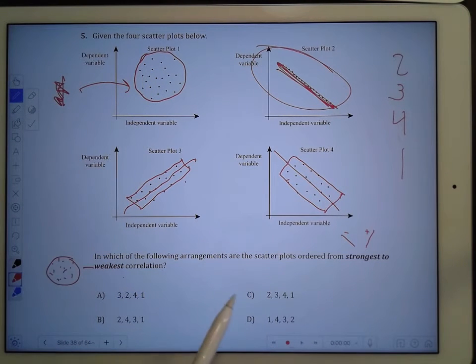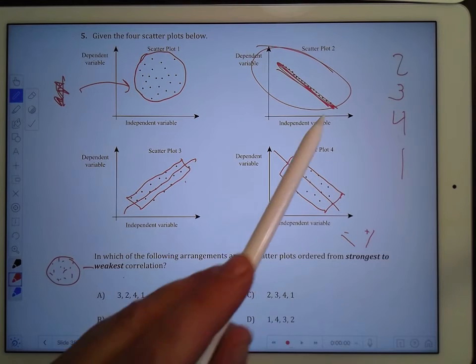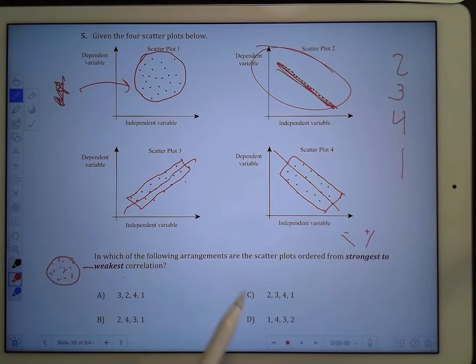So when we take a look at the 4 answers that we have to choose from, we're going 2, 3, 4, 1. 2, 3, 4, 1 is obviously C. There's the answer, but I want you to just take a quick look. You'll notice this one right here, 1, 4, 3, 2.